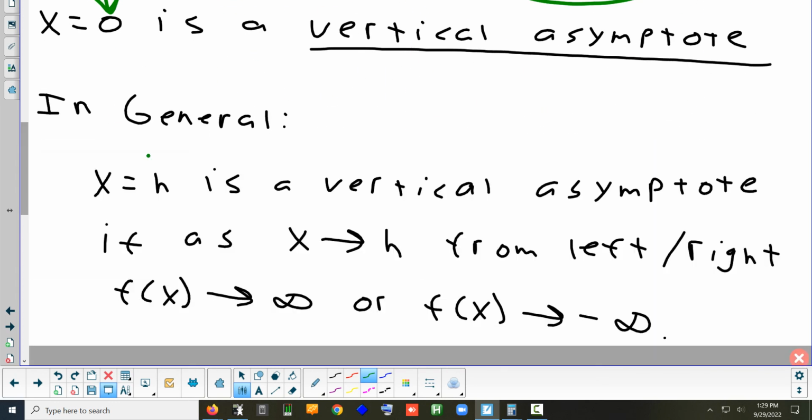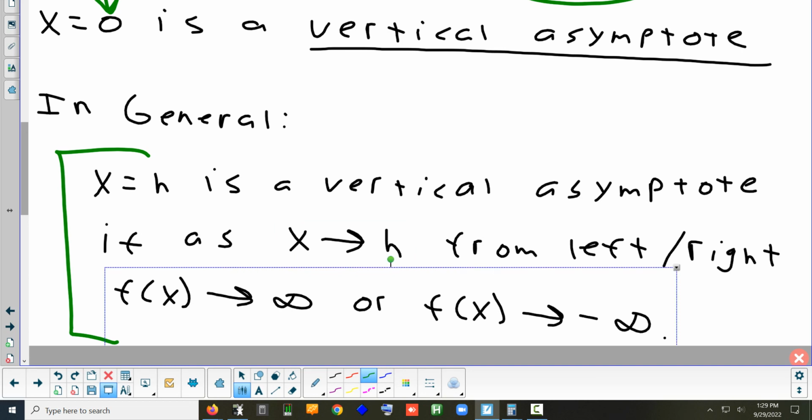So this is the idea that you look for an asymptote. As you approach a certain number from either side, are you heading to infinity or negative infinity? If so, that's the behavior of an asymptote.